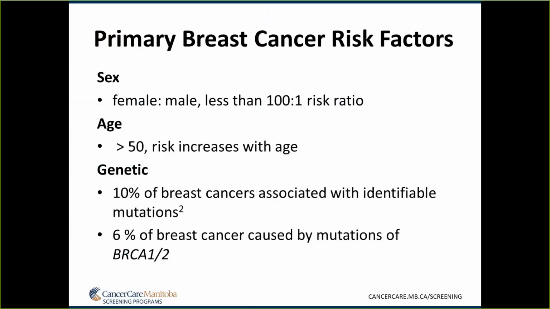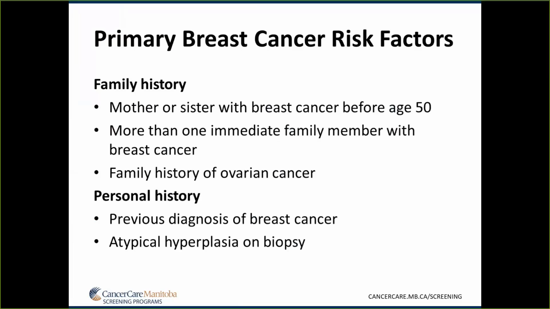Once you're over 50, your risk increases significantly. About 10% of breast cancers are associated with an identifiable mutation, and 6% are specifically by BRCA1 and 2. Family history is significant, especially if you have a first-degree relative who had a breast cancer before the age of 50, or if you have more than one immediate family member with breast cancer. Also, a family history of ovarian cancer is important.